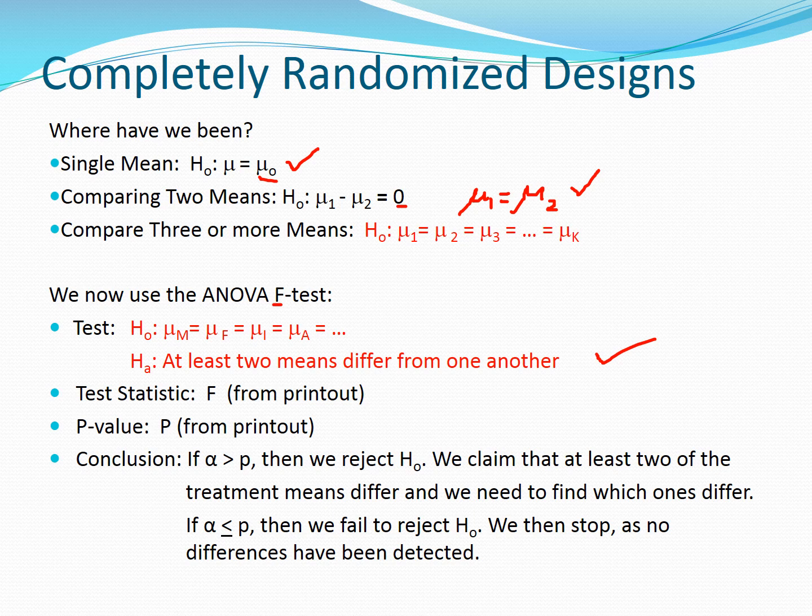Now, if alpha is less than or equal to the p-value, if p is high, we fail to reject. There's insufficient evidence to indicate at least two means differ. We can't say that any of the means differ. We haven't detected any differences. We would stop. We would be done.